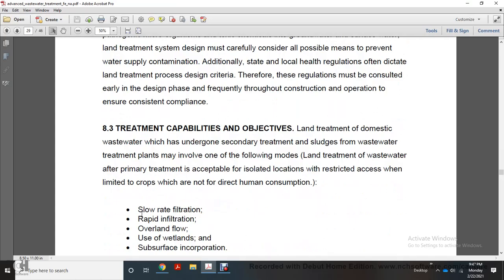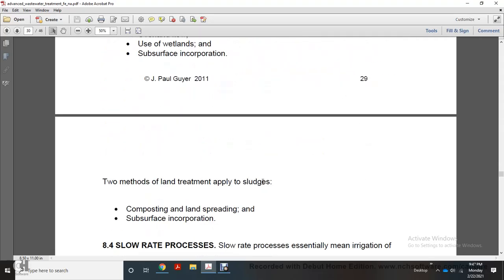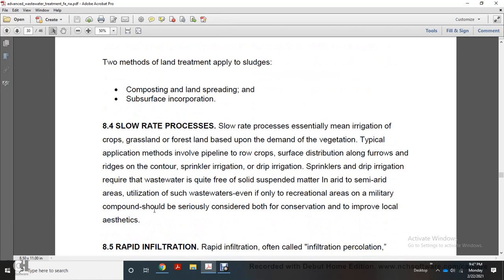Treatment capabilities. The objective of land treatment of domestic wastewater that has undergone secondary treatment, or of sludge from wastewater treatment plants, may involve one of the following modes. Land treatment of wastewater with primary treatment requires an acceptable isolated location, restricted access, and limited crops which are not directly consumed by humans. Methods include slow rate filtration, rapid infiltration, overland flow, use of wetlands, and subsurface incorporation. Two methods of land treatment applied to sludges are composting and land spreading, and subsurface incorporation.